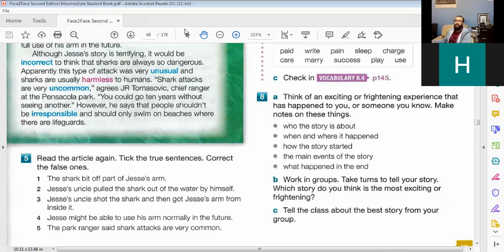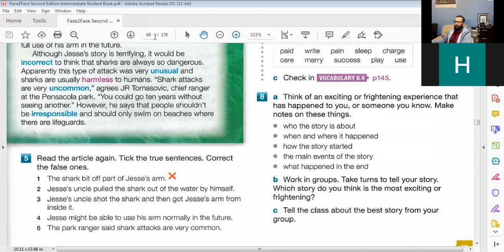I think the whole arm from the shoulder. Yeah, that's correct, you're right. It was his whole arm, not a part of it. Okay, number two. Jesse's uncle pulled the shark out of the water by himself. Is this true or false?